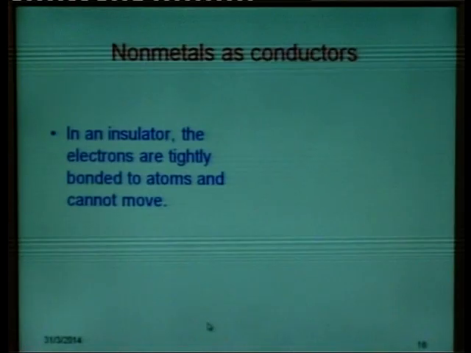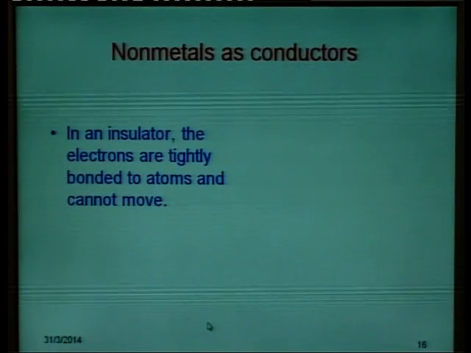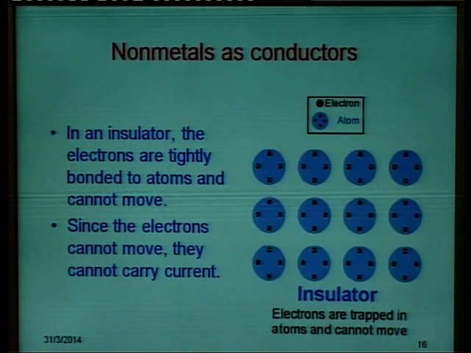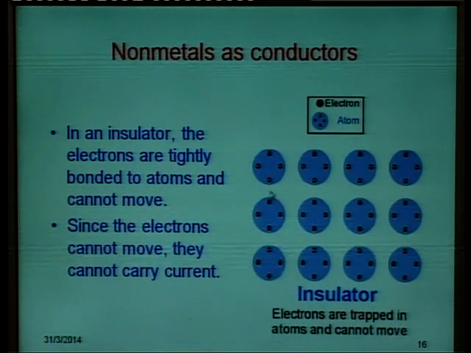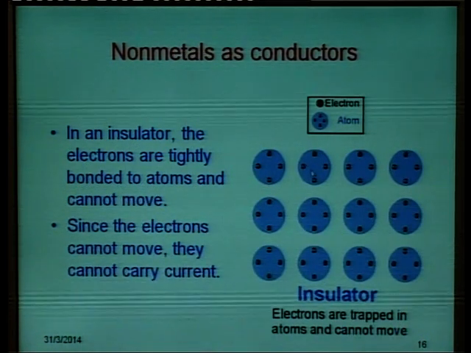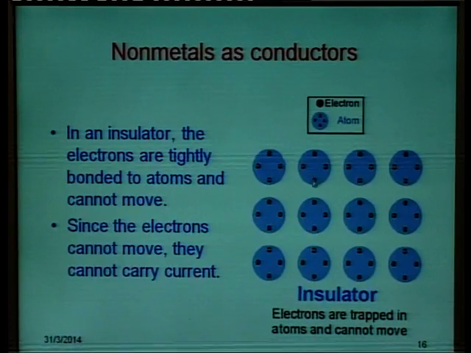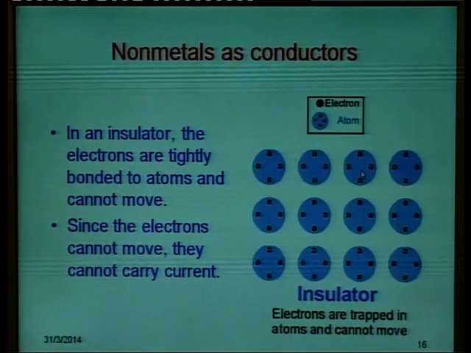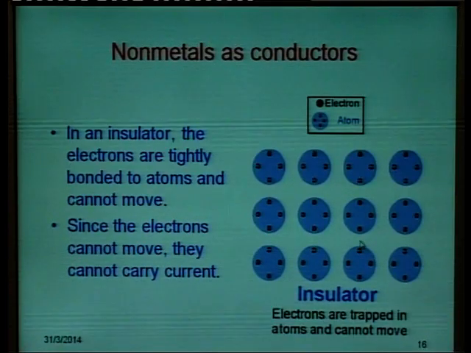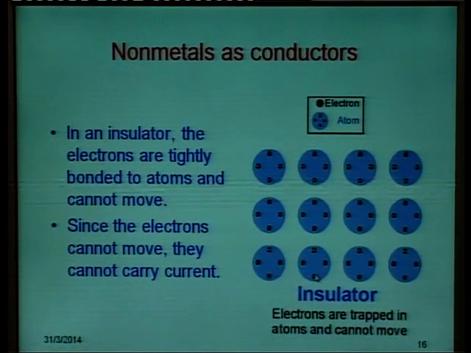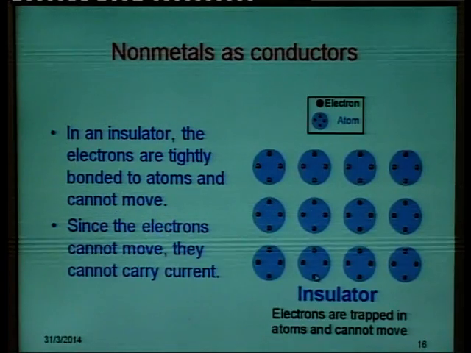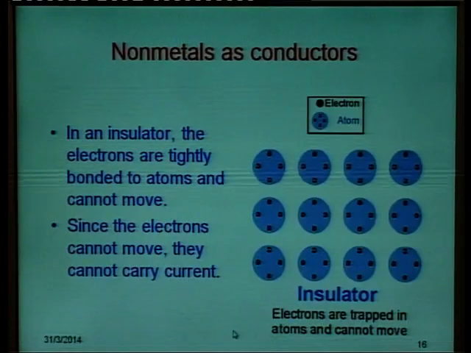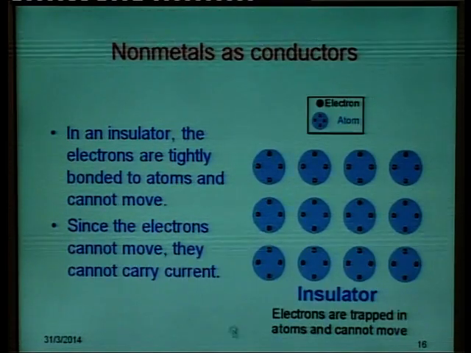In case of non-metals, that is insulators, the electrons are tightly bonded to the atoms and cannot move. Here, the black colored ones are electrons, tightly bound with the atoms. As the electrons cannot move, they cannot carry current. There are no free electrons, or you can say a very small number of free electrons are present; electrons are trapped in the atoms and cannot move.